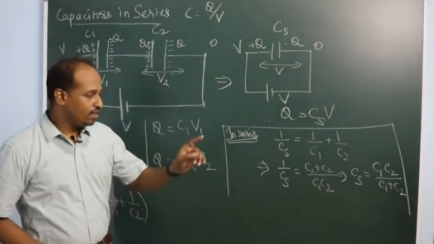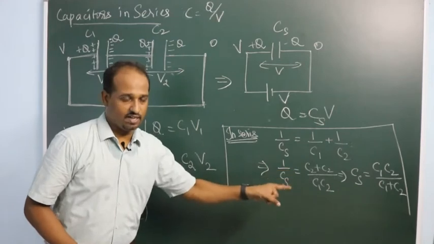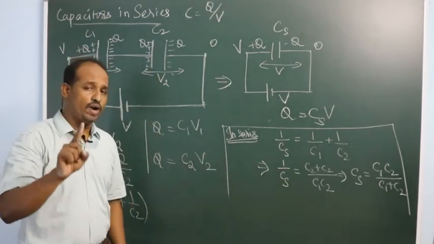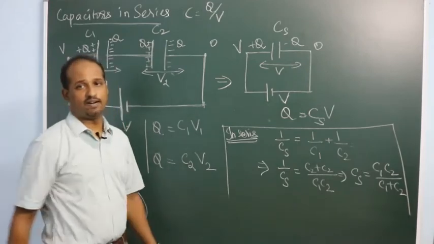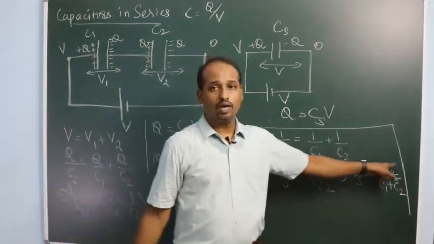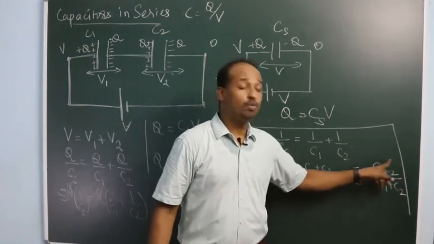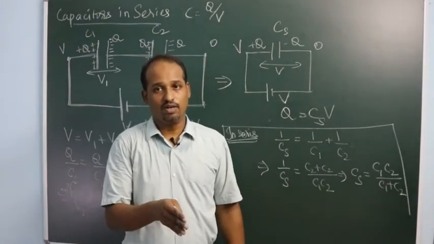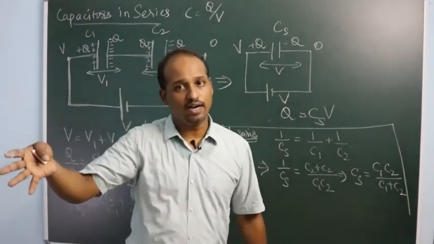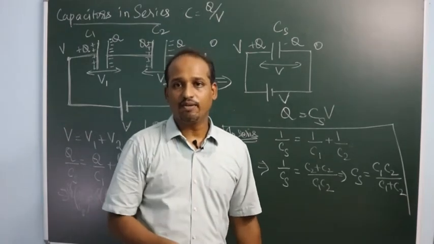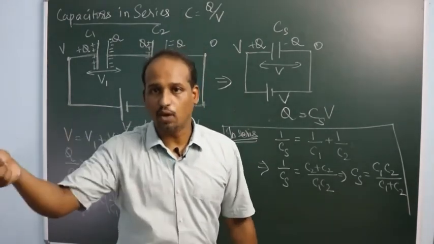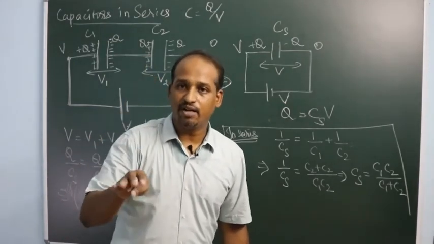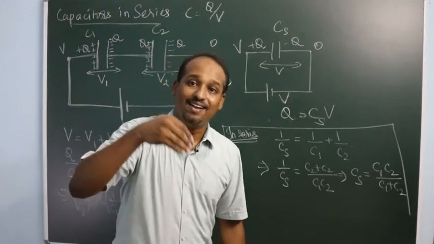One of the most important results here is for two capacitors. Let's say one is 10 farad and the other is 1 farad. Then the value is 10 into 1, which is 10, by 10 plus 1, which is 11. So 10 by 11 is less than 1. Suppose you have two capacitors, one is 100 and the other is 10. The effective capacitance is 10 into 100, which is 1000, by 10 plus 100, which is 110. 1000 by 100 would be 10, so 1000 by 110 will be less than 10.